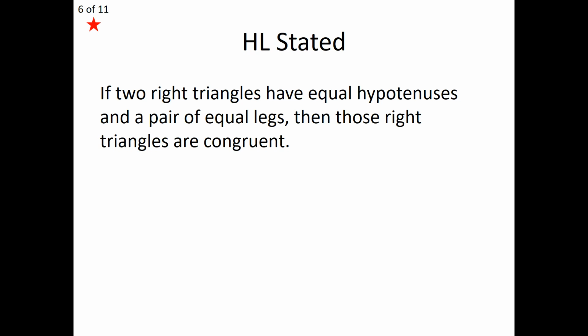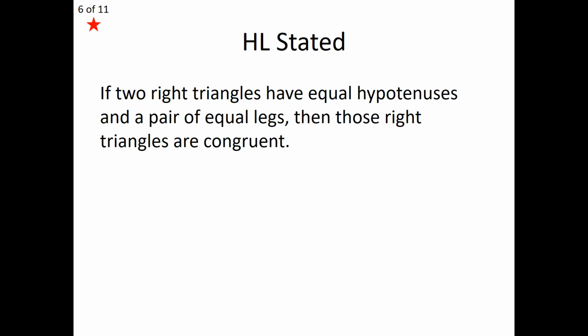If two right triangles, so that's actually one of the criteria that goes into the hypotenuse leg, the two triangles have to be right. So if two right triangles have equal hypotenuses and a pair of equal legs, then those right triangles are congruent.